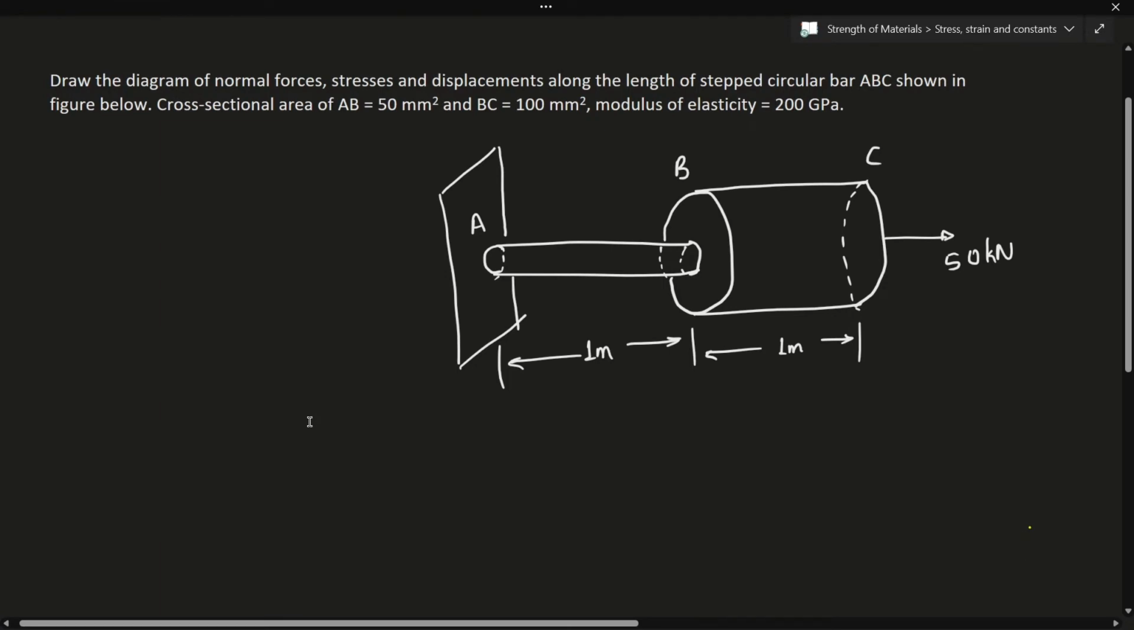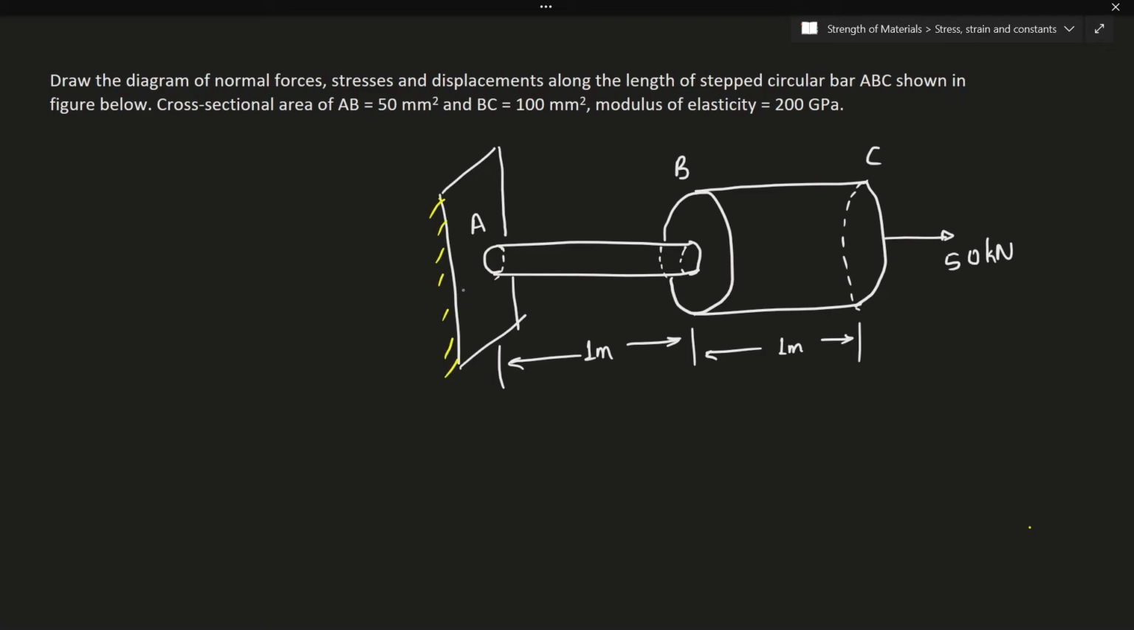Okay. Now draw the diagram of normal forces, stresses and displacement along the length of the stepped circular bar ABC shown in the figure below. Cross-sectional area of AB is 50 mm square, BC is 100 mm square. Modulus of elasticity is 200 GPa. Okay, so with this given information, let me just try to solve the problem. I'll have to calculate the stresses, I'll have to calculate the displacements of all these things. So this is a fixed element, okay, so there is no movement of A.